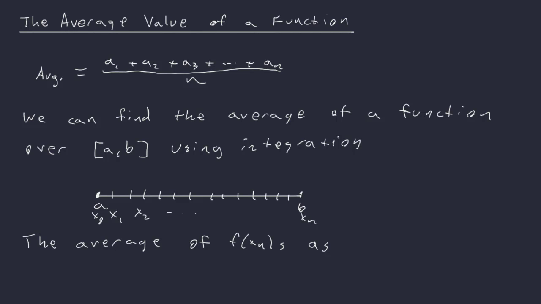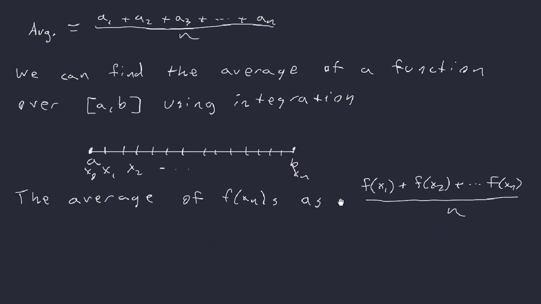Okay, so we can take the average of the f values over these n x values. The average of the f of x_n's is basically we sum them up: f of x1, x2, all the way up to f of xn, and then we divide them by the value n.